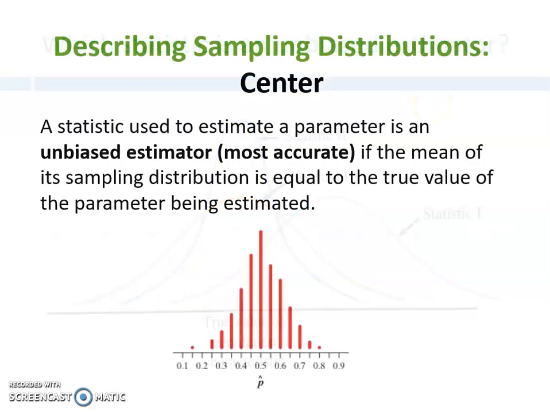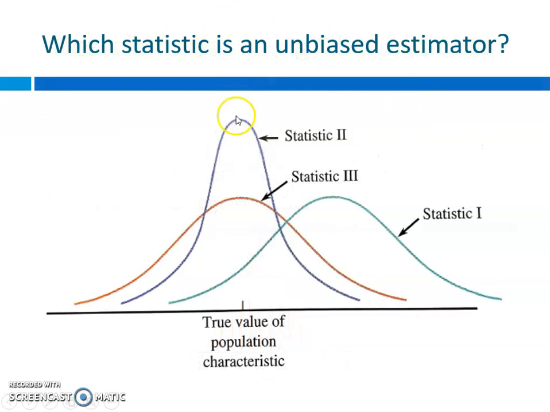There are actually 2 statistics, 2 and 3, because their center matches up with the true value of the population characteristic approximately. The difference between these two is the variability. Statistic 2 has lower variability than statistic 3. Statistic 3 is a wider spread of values, whereas statistic 2 is a less wide spread.